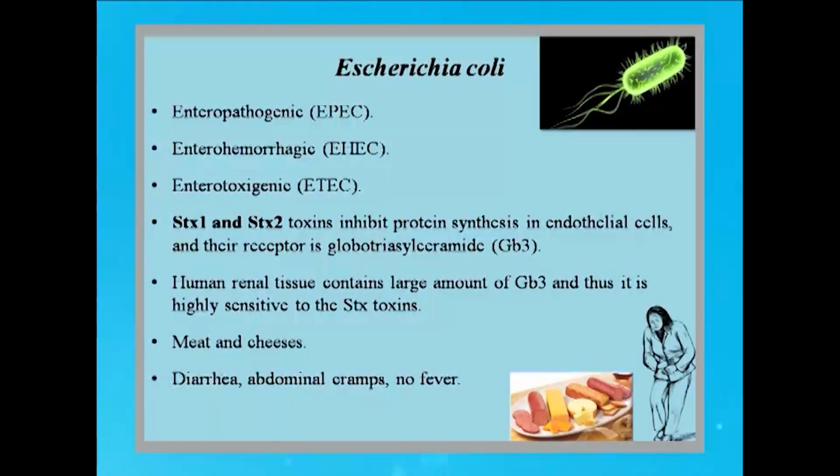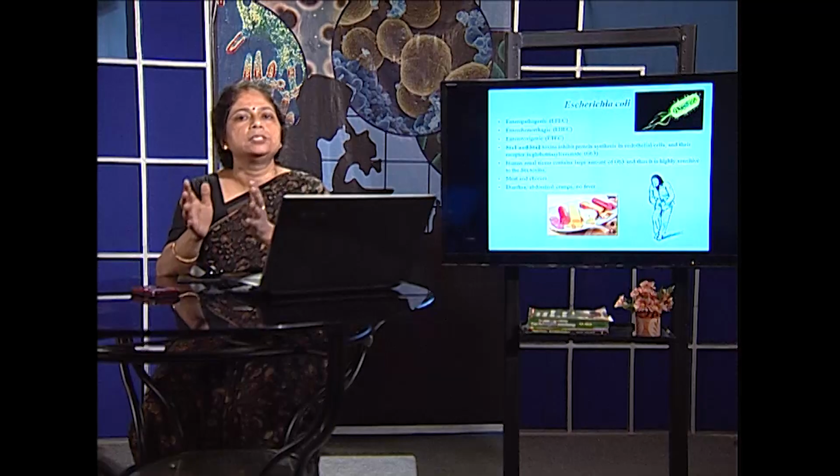The two toxins which are produced by Escherichia coli are STX1 and STX2, which inhibit the protein synthesis of the endothelial cells, because the endothelial cells have the presence of receptors which are called GB3, which is nothing but globotriacylceramide. When they bind to GB3, as a result of this binding, the cells cannot perform the function of protein synthesis and they die. STX1 and STX2 are heat-stable toxins.